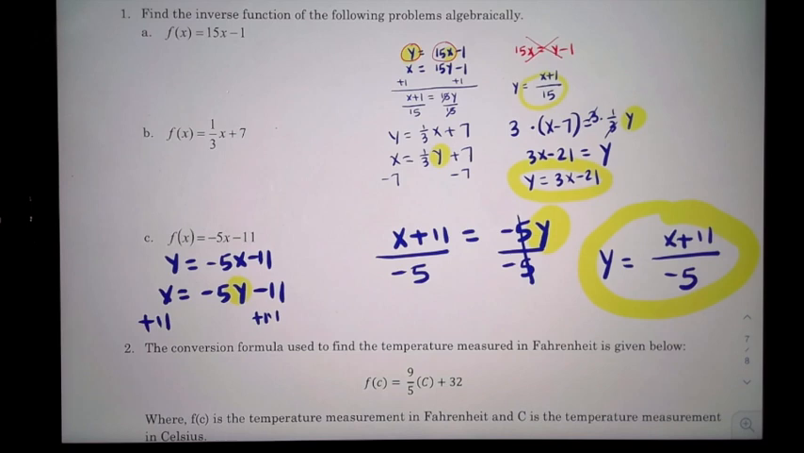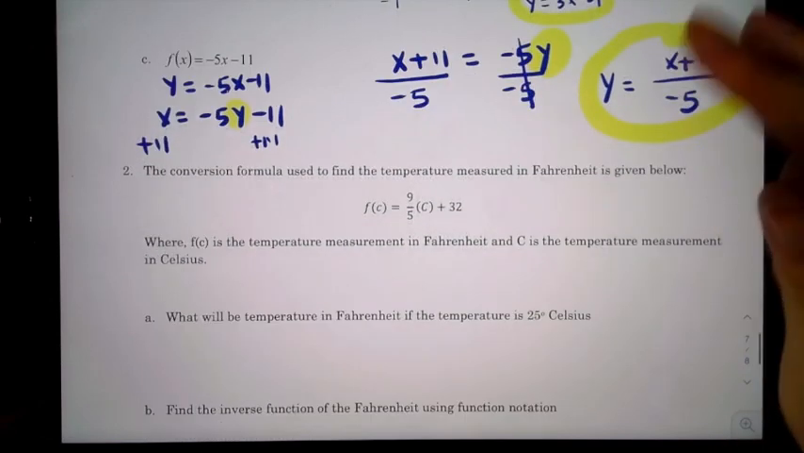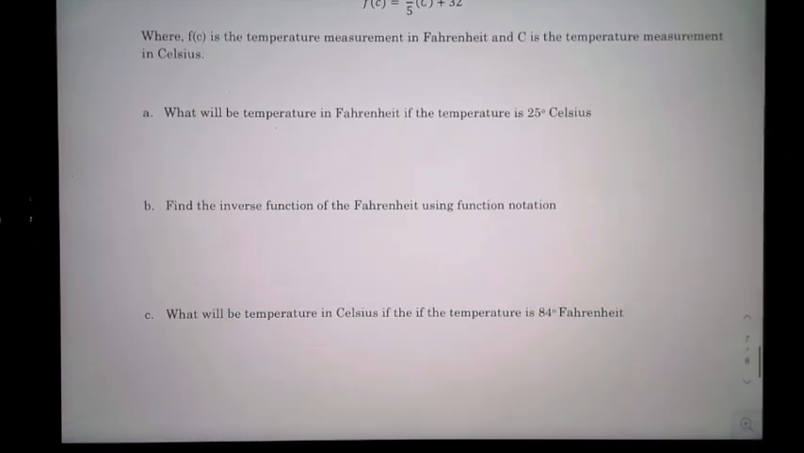So I know most of you can do number 1, algebraically finding the inverse, but the problem is this one, right? So this question.